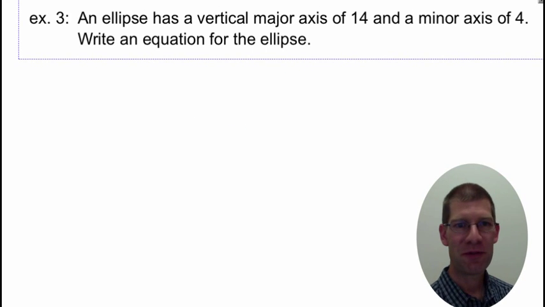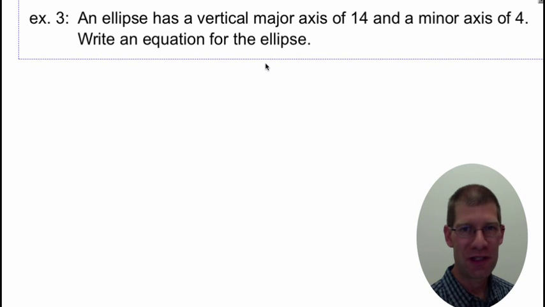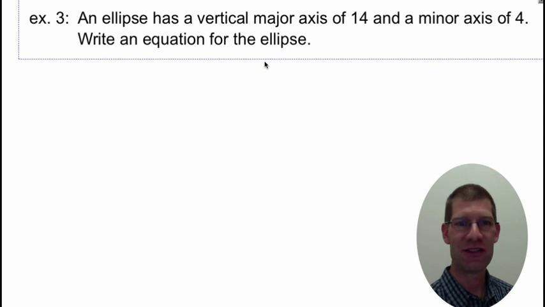Alright, so my next example. An ellipse has a vertical major axis of 14, a minor axis of 4. Write an equation for the ellipse. Please, please, please, take the story problem and draw out what the ellipse is going to look like. It makes it infinitely easier.